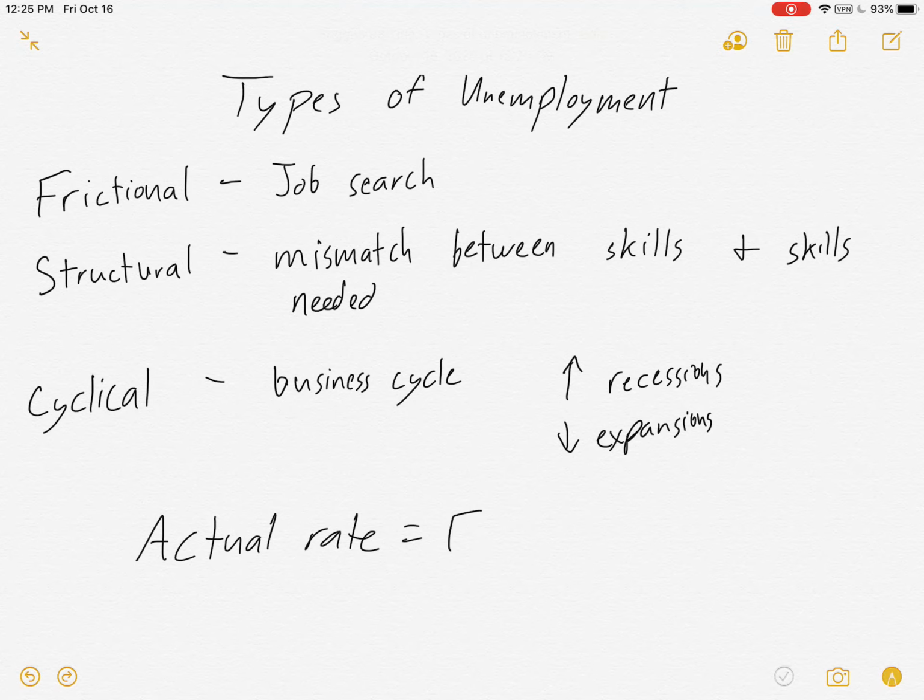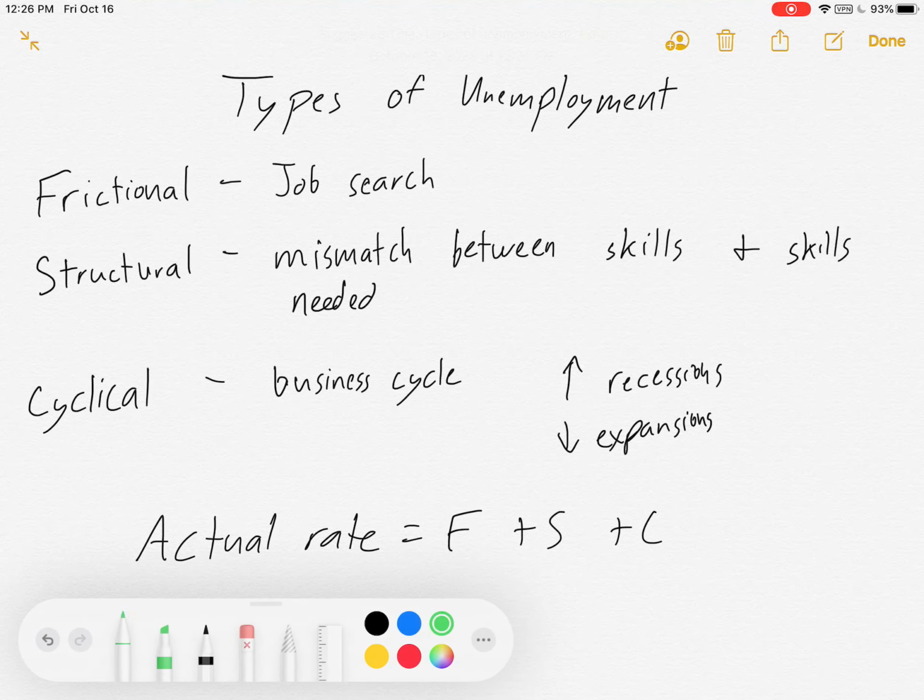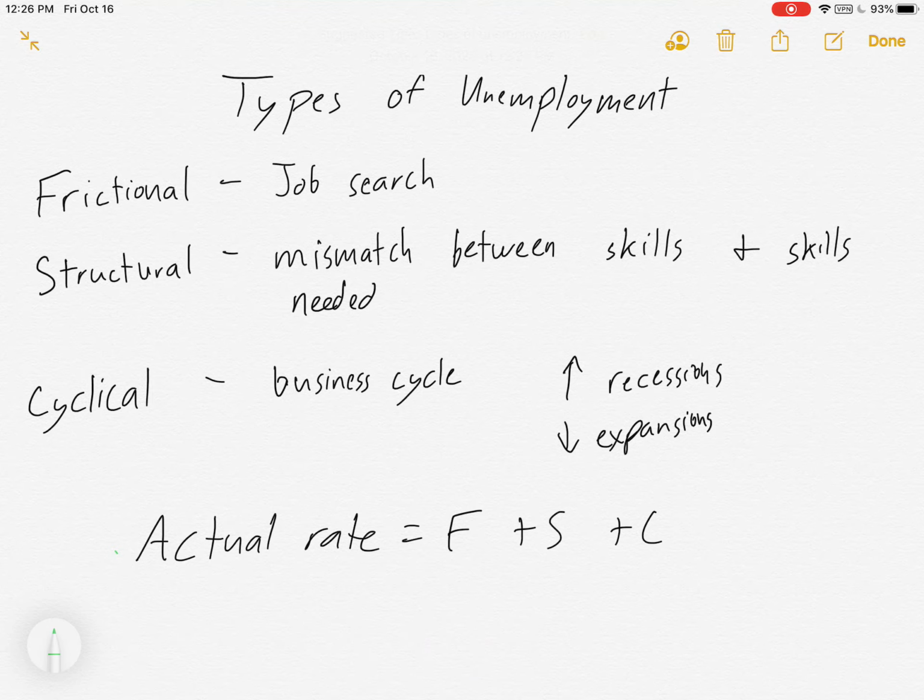The actual rate of unemployment includes the frictional, the structural, and the cyclical components. It's all of them. But there's something else we're interested in, which is only a piece of that. We also might be interested in what happens if you ignore the business cycle. What would be the unemployment rate anyway? And so for this, we're going to talk about the natural rate of unemployment.